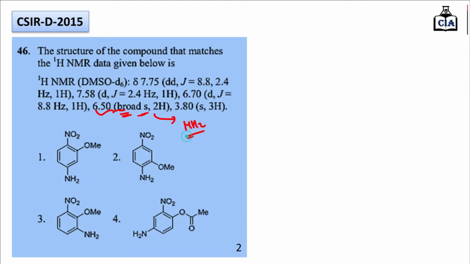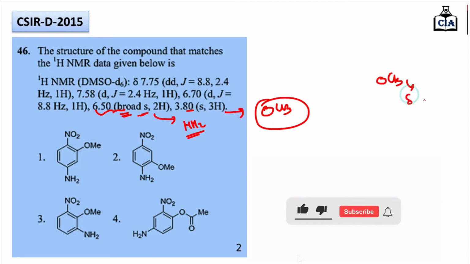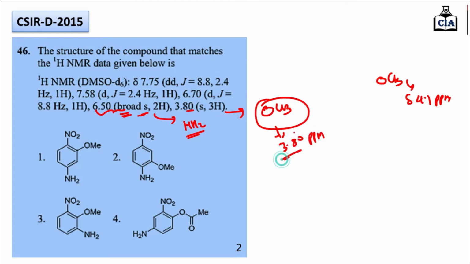And at 3.80 this indicates that the compound has OCH3 functionality. Generally the OCH3 will be observed at a delta value of 4.1 ppm, but here the OCH3 signal appears at 3.80 ppm. This shift indicates that at the adjacent carbon atom there should be an electron donating group.